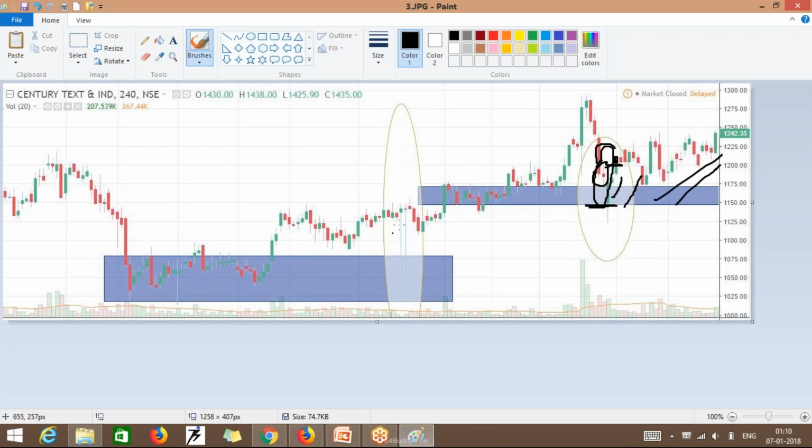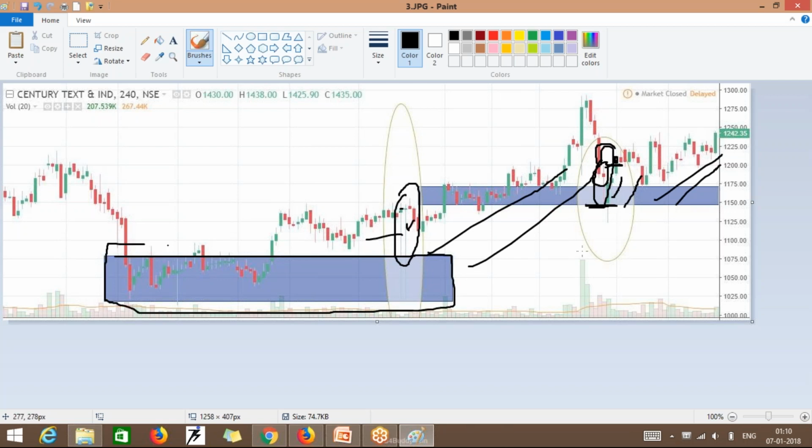And at this point also you can see this is the open, this is the close, and a pin bar is being formed here. This is not the pin bar I'm talking about. I'm talking about this one. This pin bar is formed, and again you can see the rise in price. The pin bar which is being formed is definitely respecting the support, and the price went up.